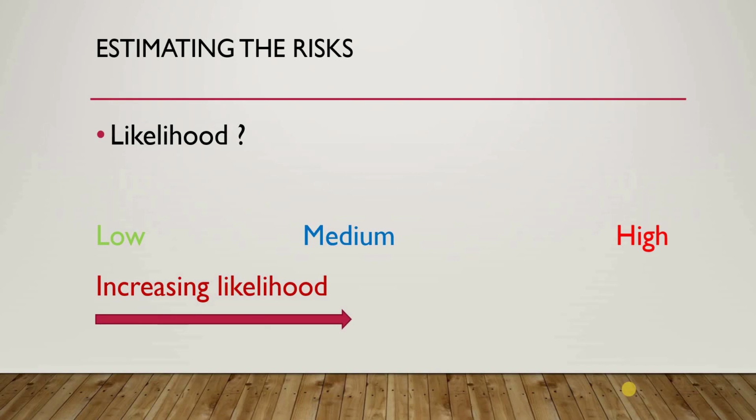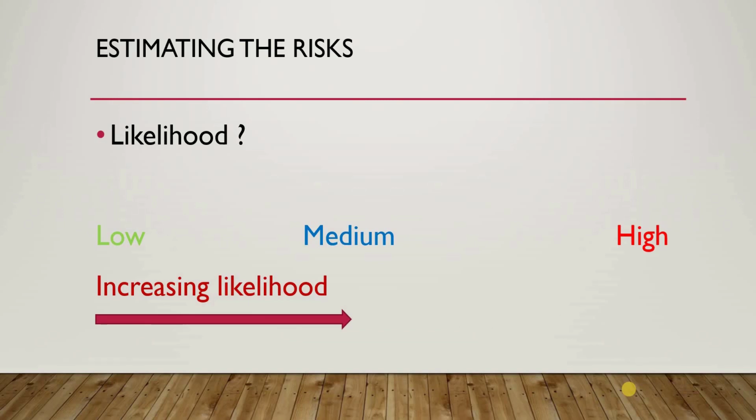Now, estimating the risk basically needs two things. The first one is likelihood and the second one is consequences. If we think about the likelihood, then it might be low, it might be medium, it might be high. What does it mean? It means that there might be very low chances, medium chances, and very high chances of something going in the wrong direction.